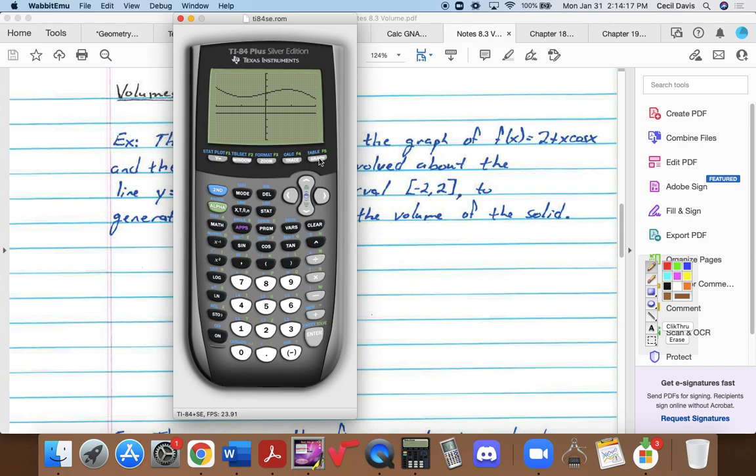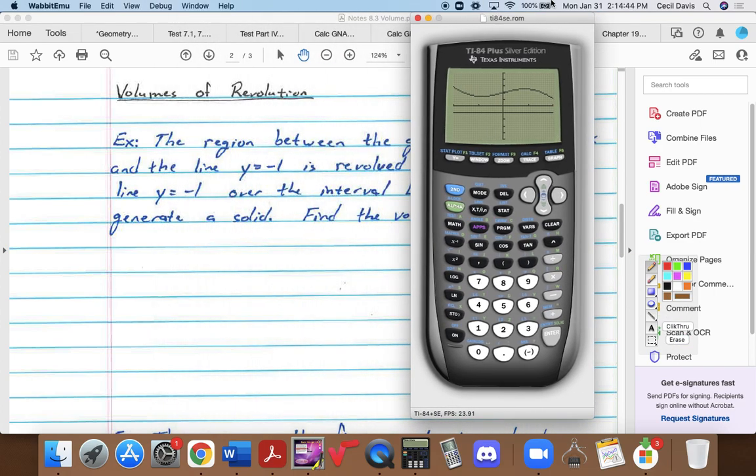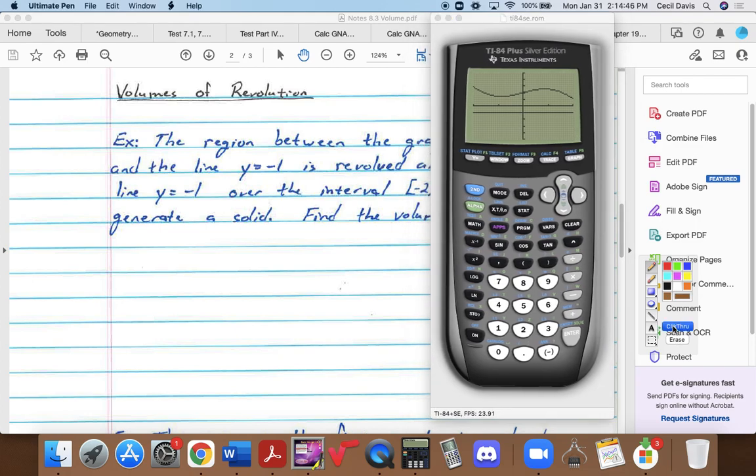So now on this one, we're going to take this region, so everything between here and here, and we're going to spin it around. Specifically, we're going to spin it around the line y equals -1. So even though I'm doing this on a calculator, I actually draw this on paper because it helps me see exactly what's going on.